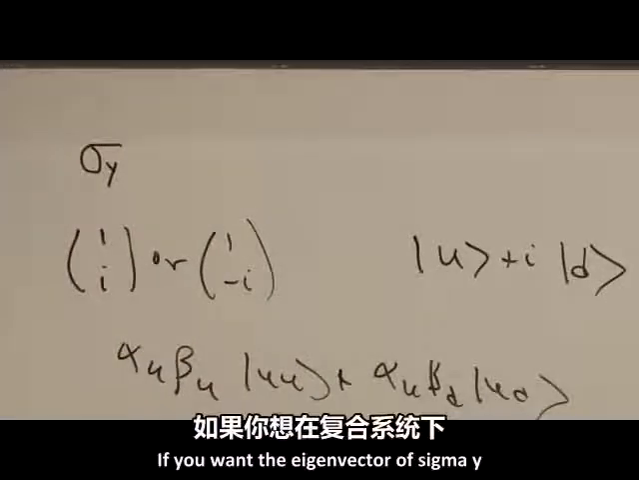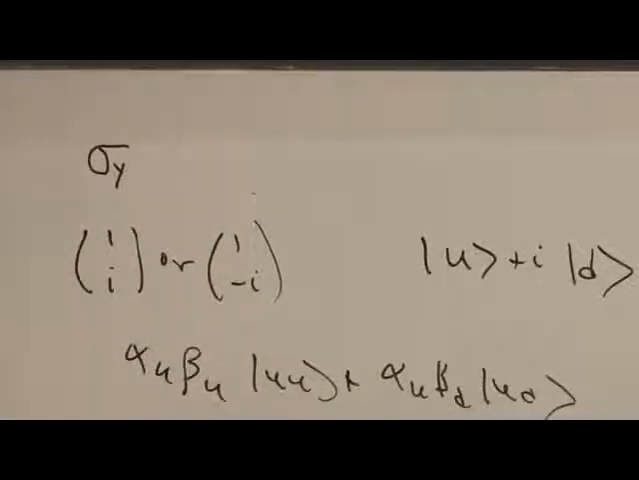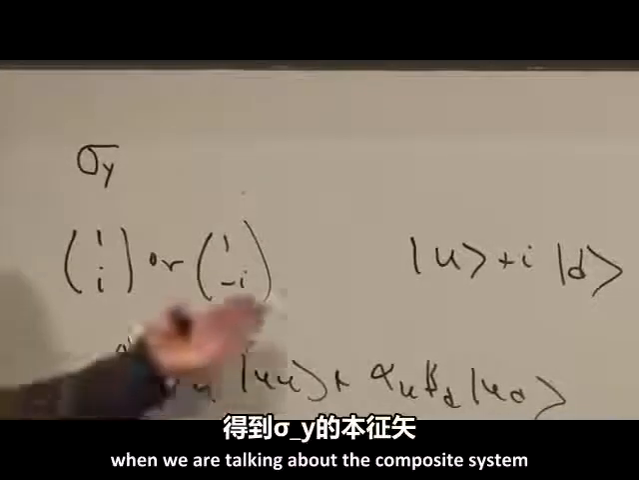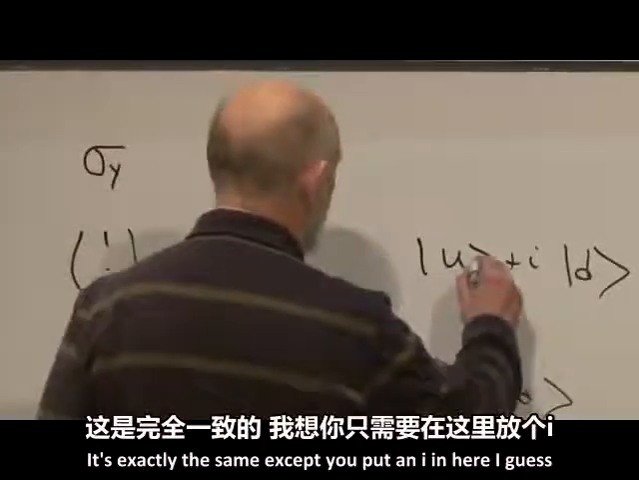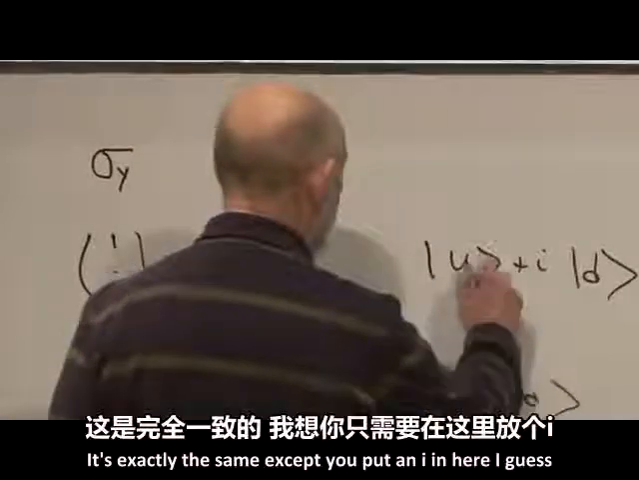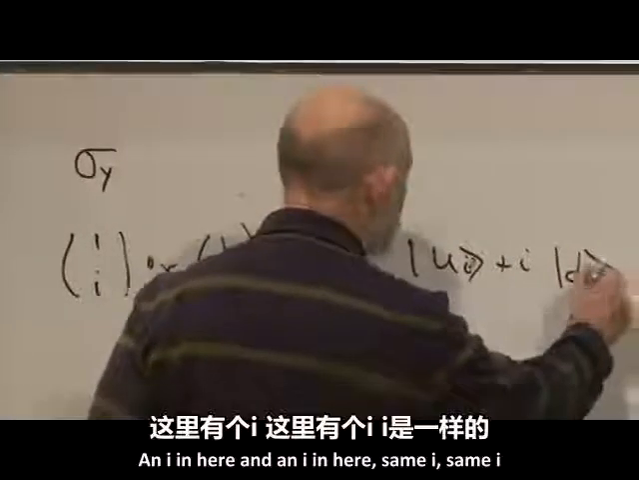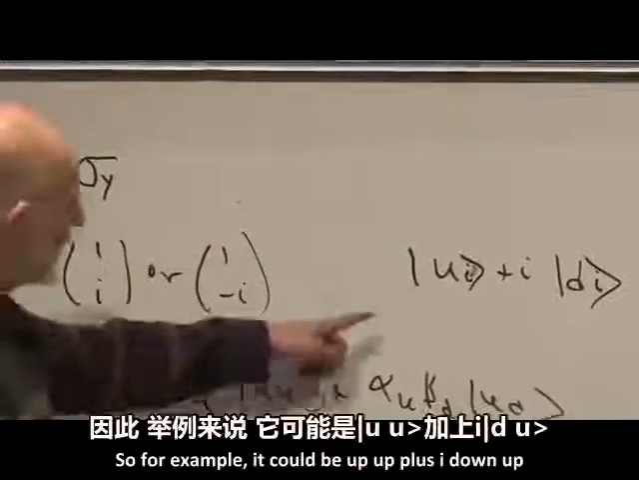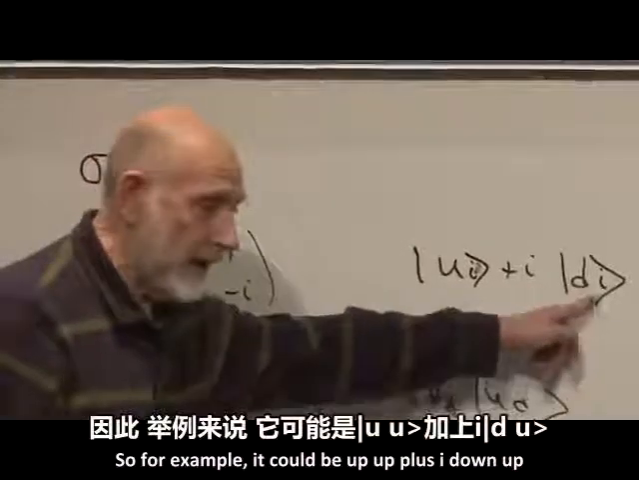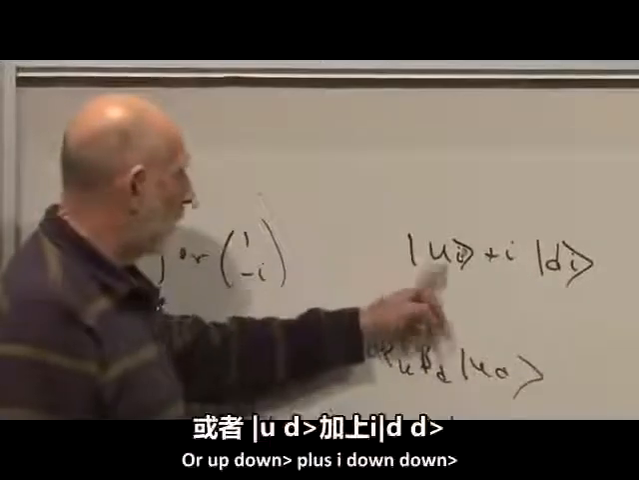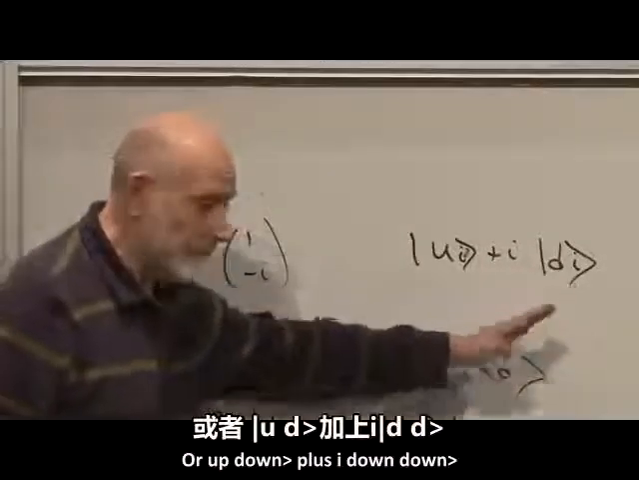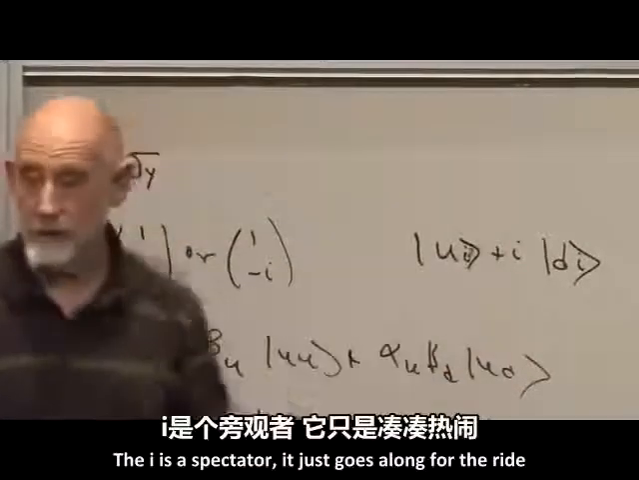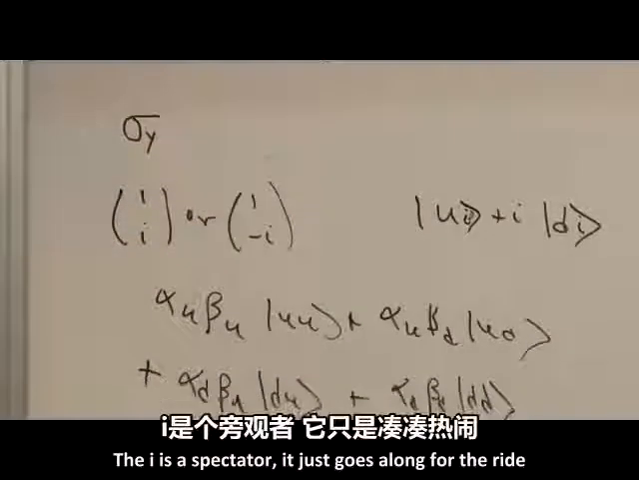If you want the eigenvector of sigma y when we're talking about the composite system, it's exactly the same, except you put an i in here, an i in here, and an i in here. Same i. So, for example, it could be up, up, plus i down, up, or up, down, plus i down, down. The i is a spectator. It just goes along for the ride.